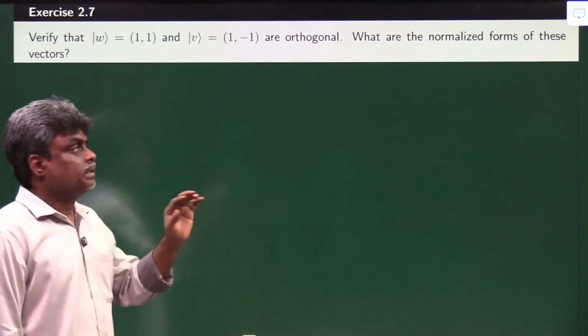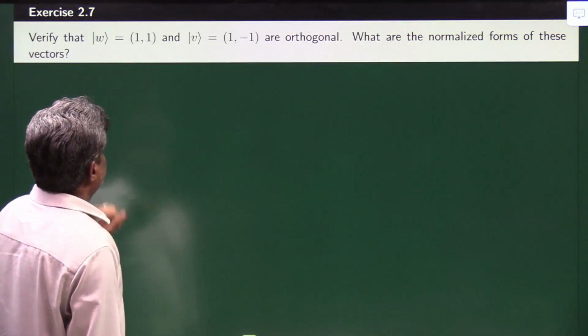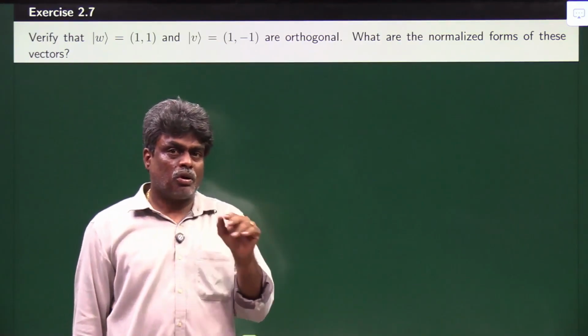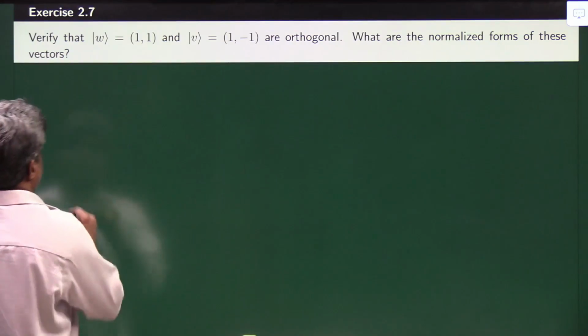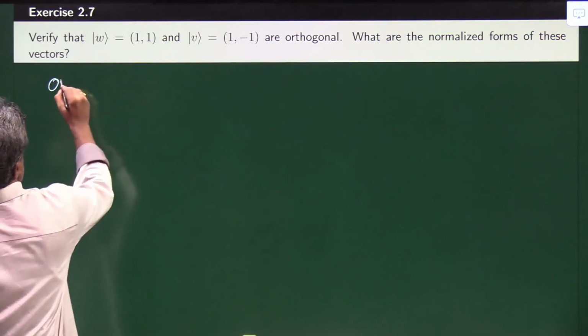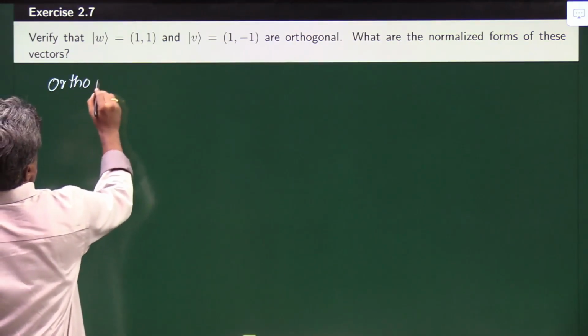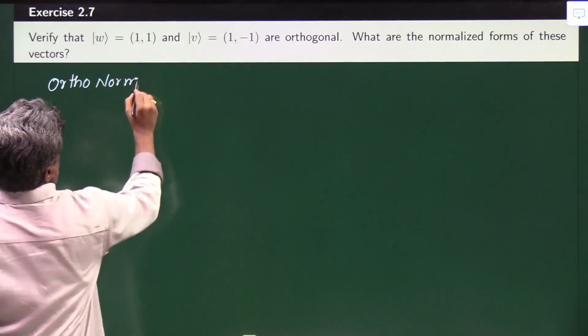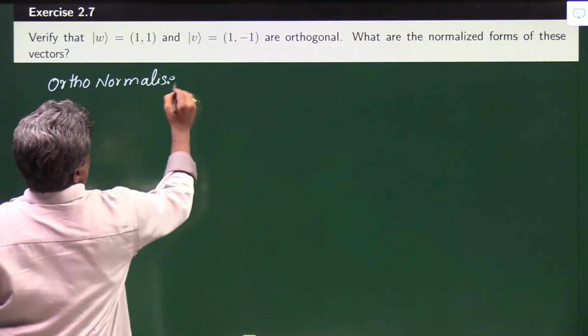Right. So here this is the next question, and this question is related to the orthonormalization condition. First, let us discuss what this orthonormalization condition is.